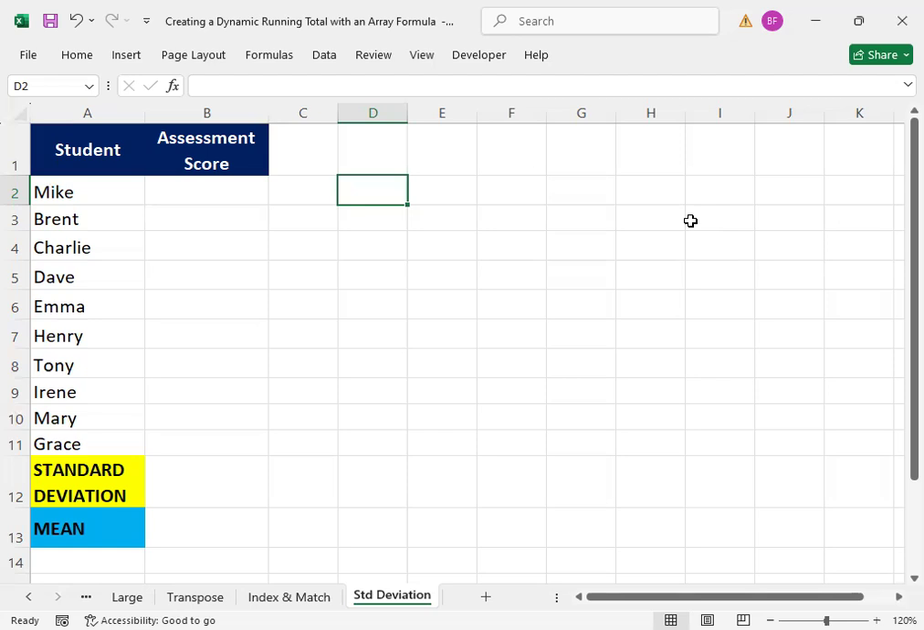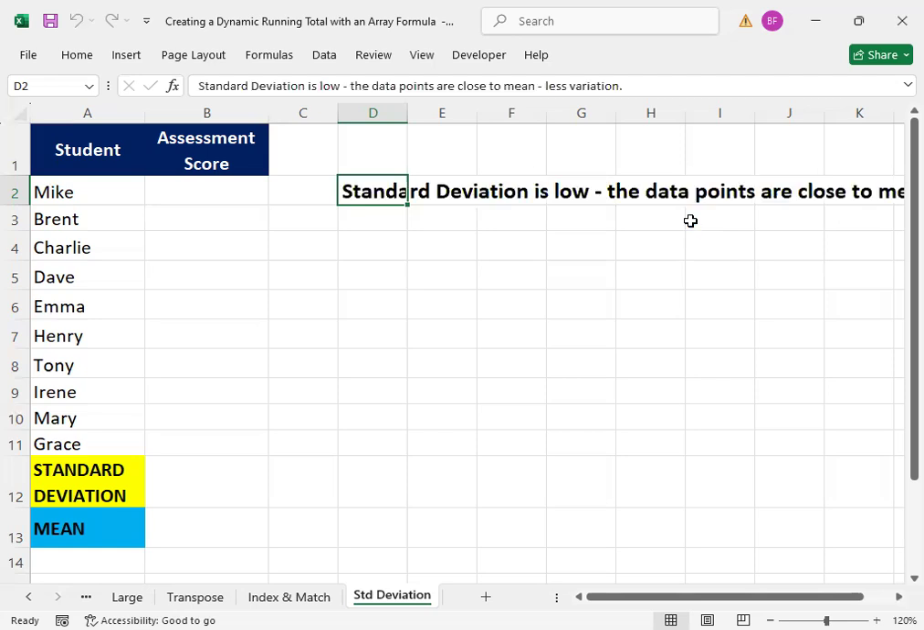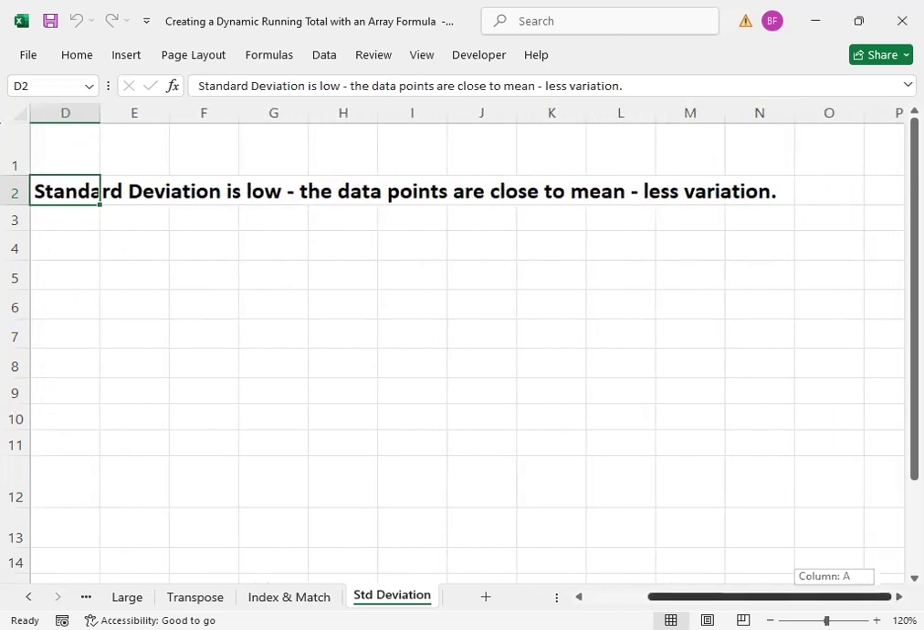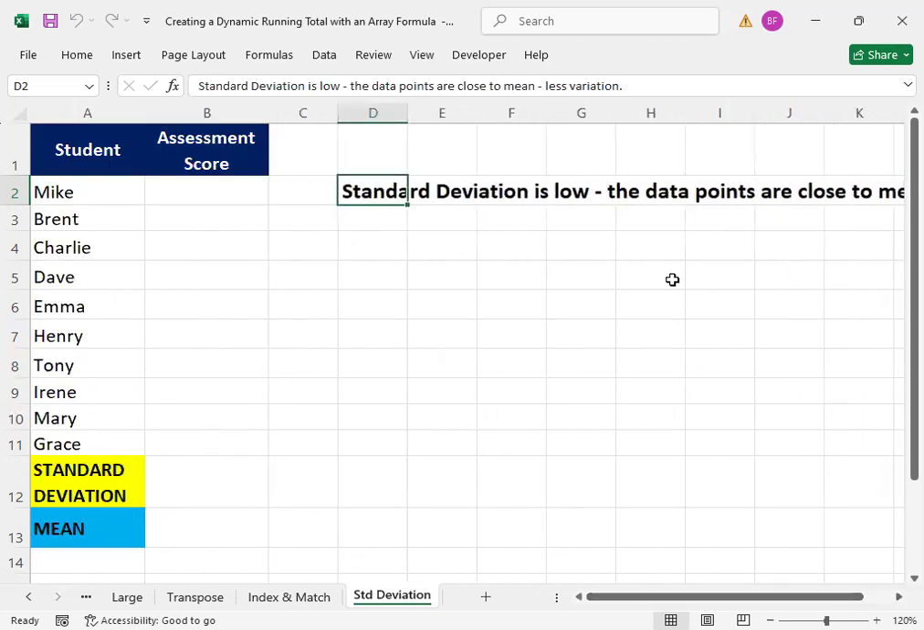So let's get started. But first, let's understand what standard deviation represents. If the standard deviation is low, the data points are close to the mean, therefore less variation. If it's high, the data points are more spread out, therefore more variation.